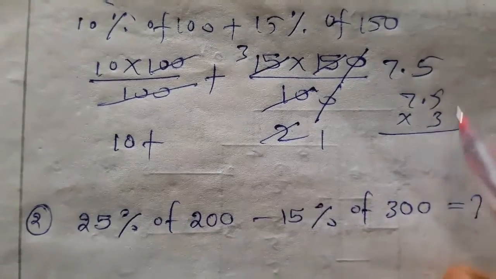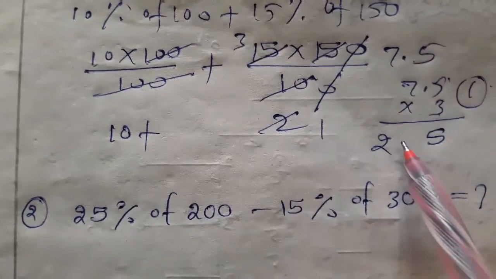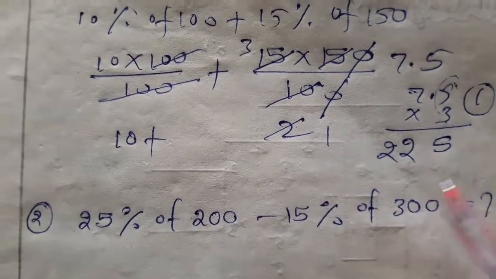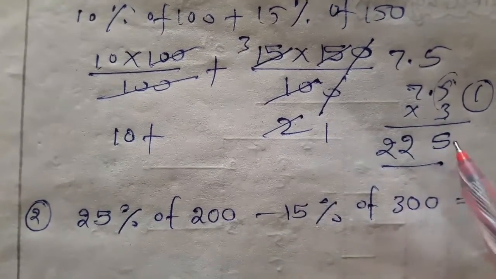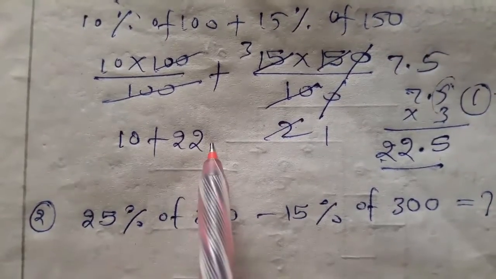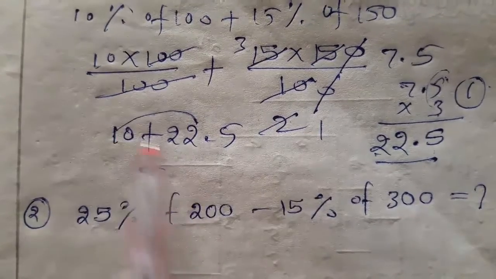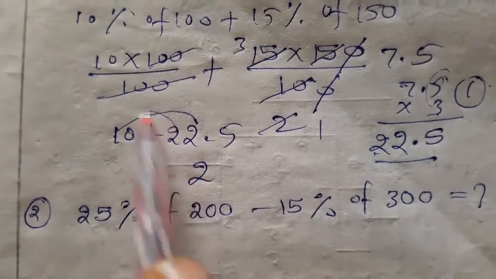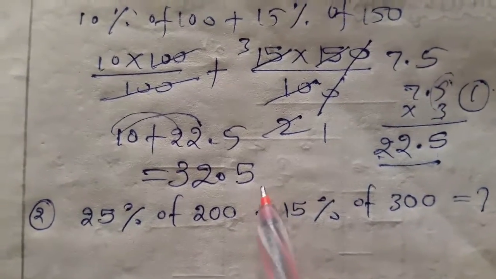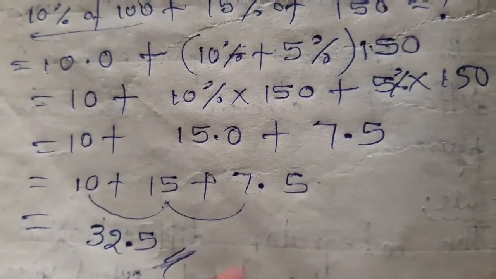So that becomes 7.5 into 3. 3 5s are 15, 5, 1 is carry. 3 7s are 21 plus 2 plus 1, sorry, 22. So after a decimal, how many digits? Count from right to left. Put a decimal there, means 22.5. Add these two, we get 2 plus 0 means 2, 2 plus 1 means 3, 32, and after the decimal there is only one digit, that is 5. In the shortcut method also 32.5. Same answer we get, isn't it?